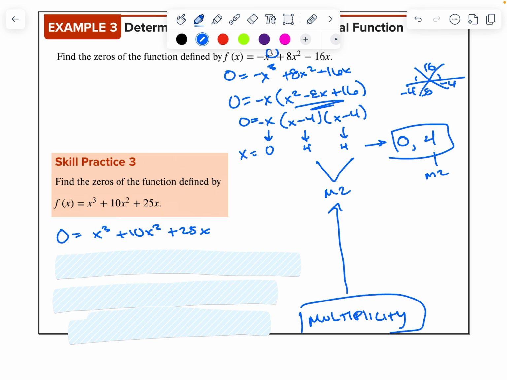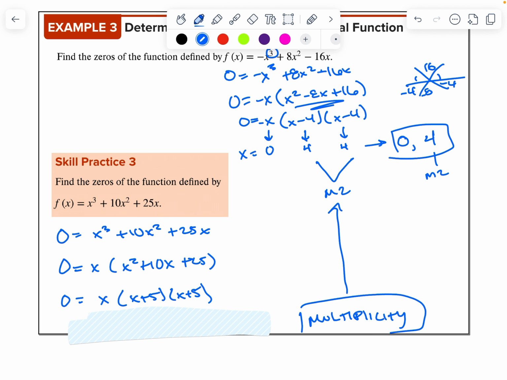Same start. We can factor an x out of everything. Use star method. Set it equal to 0. Notice that we have 0 and 2 negative 5s, right? Negative 5 twice. So negative 5 has a multiplicity of 2. We still have 3 solutions, just that negative 5 is repeated twice.